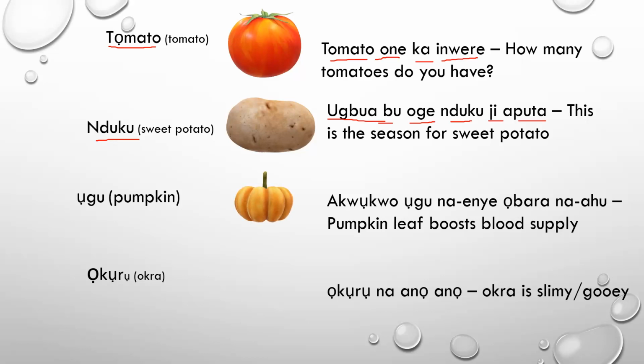Ugu, pumpkin. Akwụkwọ ugu na-enye ọbara n'ahụ. Pumpkin leaf boosts blood supply.